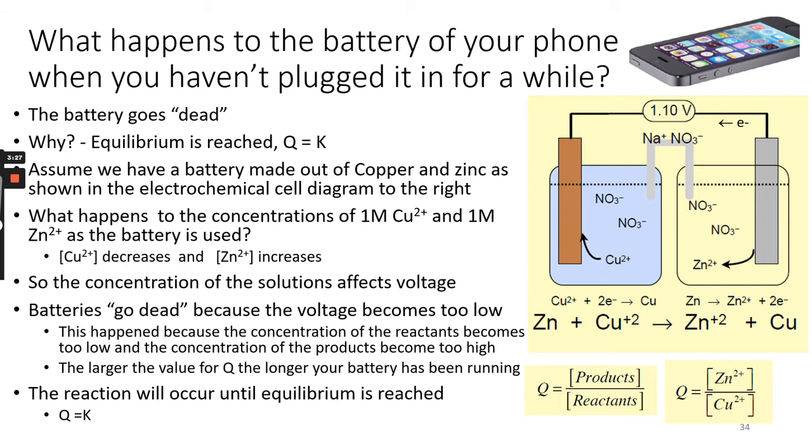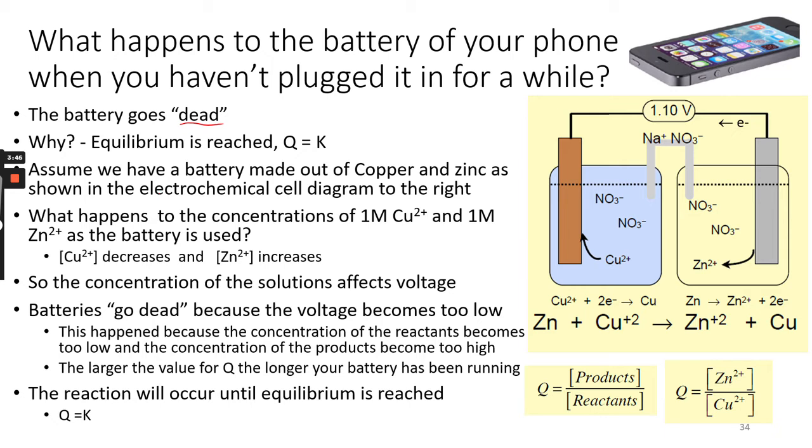So we've been talking a lot of equations. Let's put this into something that you can relate to. What happens to your phone battery if you don't charge it? Well, after a while, it goes dead. Why does it go dead? Well, what happens is you are reaching equilibrium where Q equals K. Let's dive into that and see what that means.